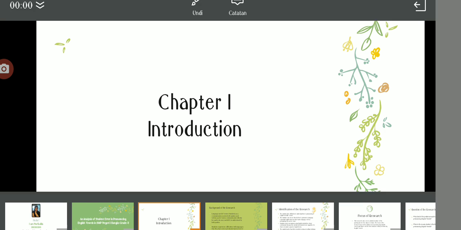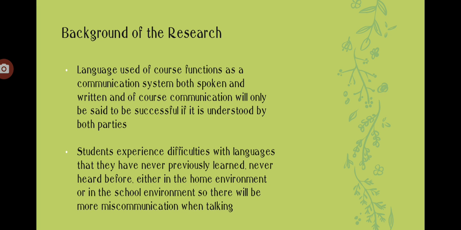Chapter 1, Introduction. There is the background of the research, and there are two backgrounds. The first is that language use of course functions as a communication system, both spoken and written, and communication will only be said to be successful if it is understood by both parties. And the second background is that students experience difficulties with languages that they have never previously learned, never heard before, either in the home environment or in the school environment, so there will be more miscommunication when talking.